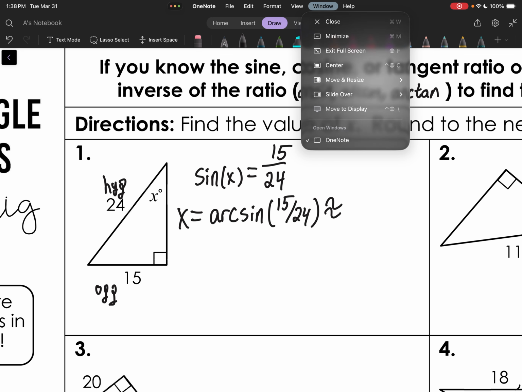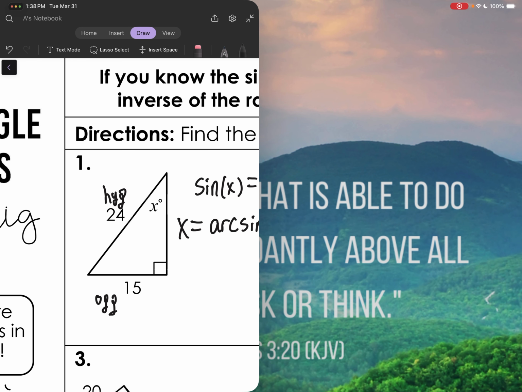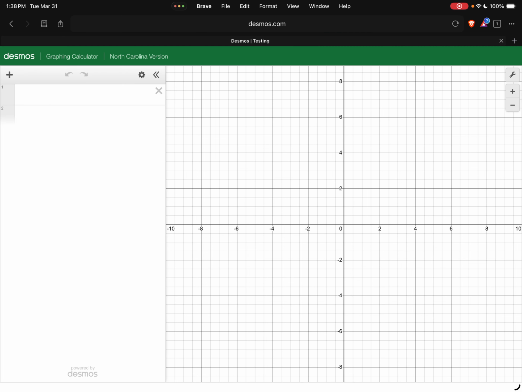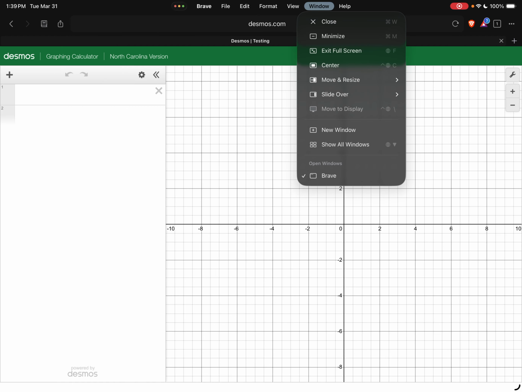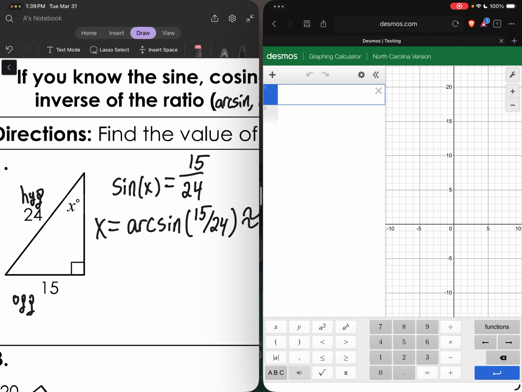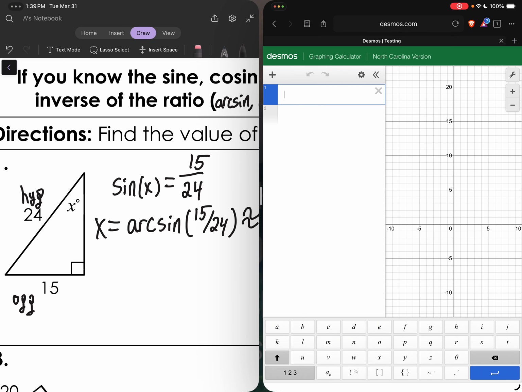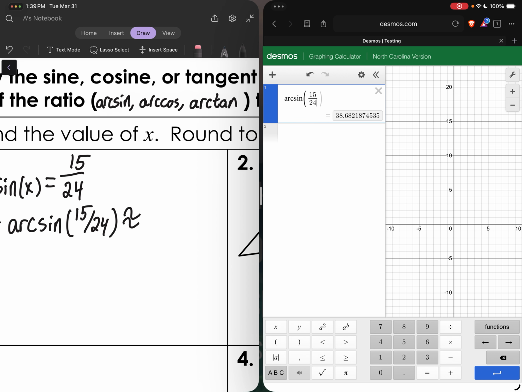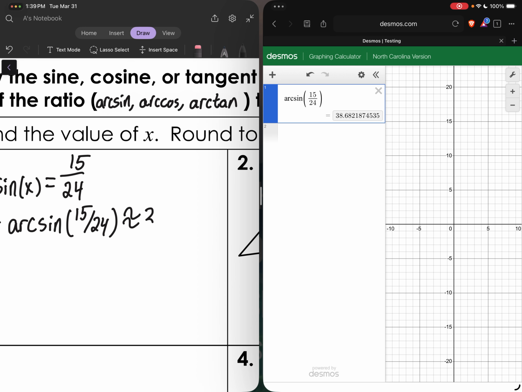You are not going to be expected in Math 2 to know any of these sine ratios in your head. You will be asked to remember a few special ones in Math 3. But for us, Desmos is going to be our best friend. This isn't a special one anyway, but I'm going to type in arc sine 15 over 24. This is approximately 38.7 degrees.